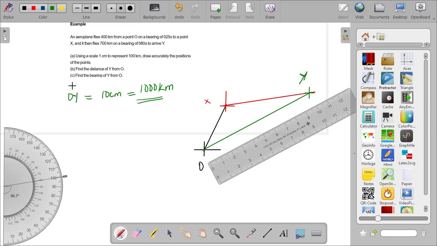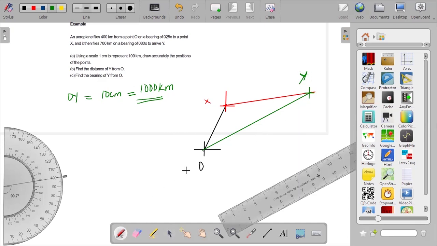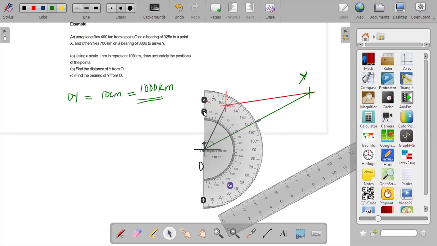Then question C says find the bearing of Y from O. Look at Y here. To get the bearing from O, this angle starting from north to this line is the bearing of Y from O. So with the protractor, we can measure that angle. Remember, measuring from north means we are reading this lower measurement. Based on what I have here, that is 61 degrees. The bearing of Y from O is equal to 61 degrees. And that brings us to the end of this lengthy class on bearings and distances.